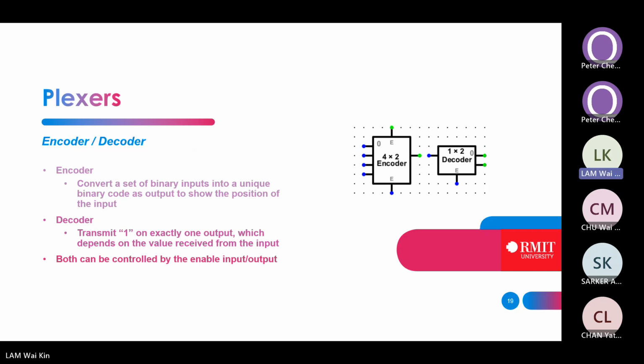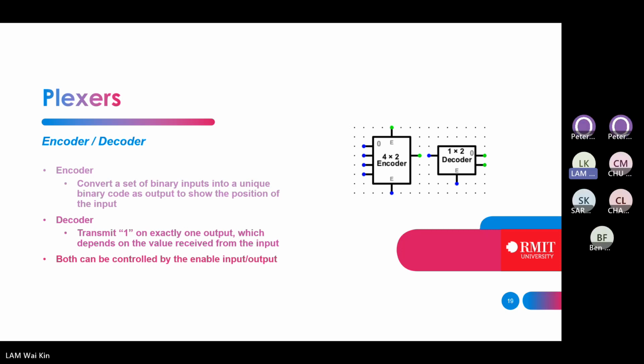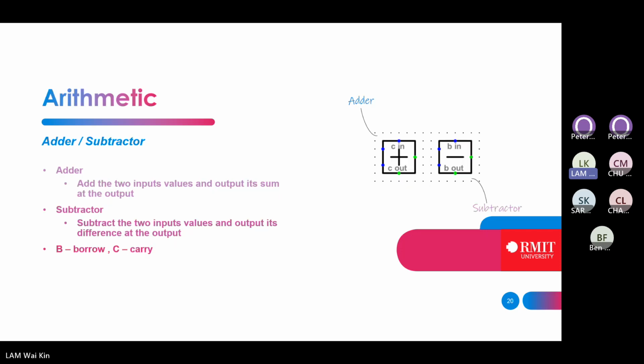Next, we move on to the encoder and decoder. The encoder can convert a set of binary inputs into a unique binary code as the output, to show the position of the input. And for the decoder, it transmits a one on exactly one output, which depends on the value received from the input. These two components can also be controlled by the enable input or output.